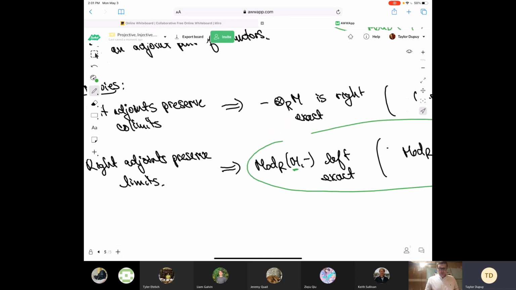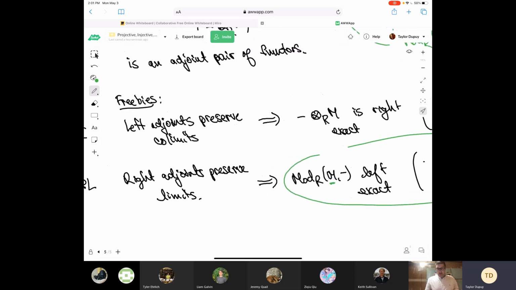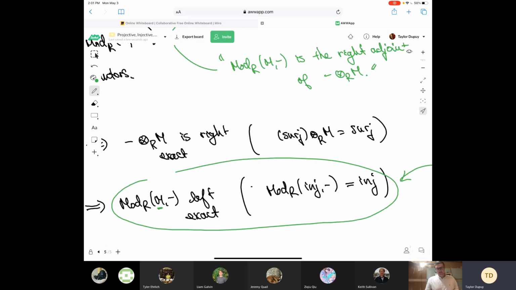Okay, and so to answer your quick question, a module will be flat when it takes injections to injections, right? So module M will be flat if this functor is exact, and we only need to check injections to injections. And so next time I'm going to give you an explicit description of what this tensor product actually does. We have this abstract thing. I said that it's an adjoint, but I didn't tell you how to work with it, and I'll do that next time.